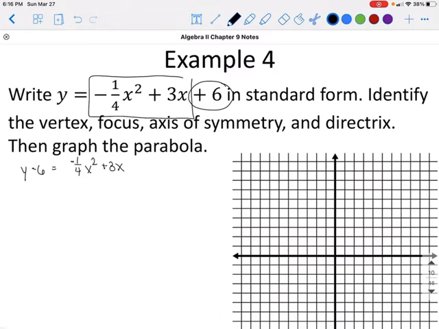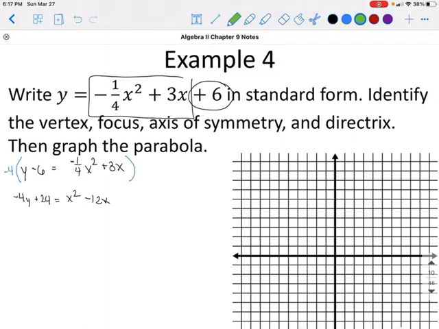Now, to be able to graph this, we are going to have to complete the square for the x's so we can figure out what that perfect square trinomial is for us to factor it. But if you remember, to complete the square, you do have to have the x squared by itself. So the first thing we're going to do is multiply everything by a negative 4 to get the x squared by itself. So this is going to give us negative 4y plus 24 is equal to x squared minus 12x.